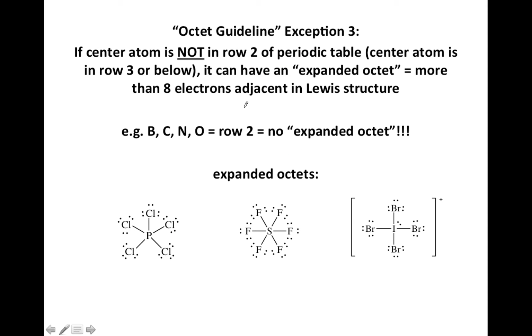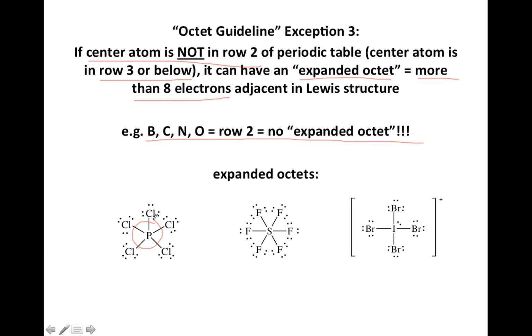The last exception would be expanded octets, which is for elements where the center atom is not in row 2, or in other words, it's in the 3rd row of the periodic table or downwards. Anything that's in the 3rd row or below can have an expanded octet, which is more than 8 electrons next to it in the Lewis structure. So I put a list here of elements from the 2nd row of the periodic table that cannot have an expanded octet. But then these 3 examples down at the bottom show you some expanded octets.